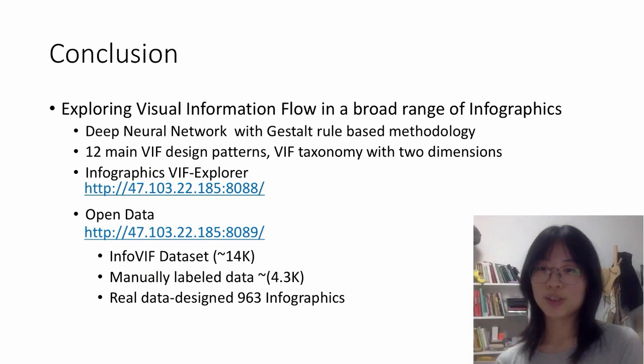To draw the conclusion of this work, we explore visual information flow in a large number of infographics, using a deep neural network to detect the data elements and construct visual information flow based on Gestalt rules. And in the end, we distill 12 main visual design patterns. We also discussed a taxonomy with 2 dimensions, but I didn't introduce this in my talk. If you are interested, you can look into our paper for more details.